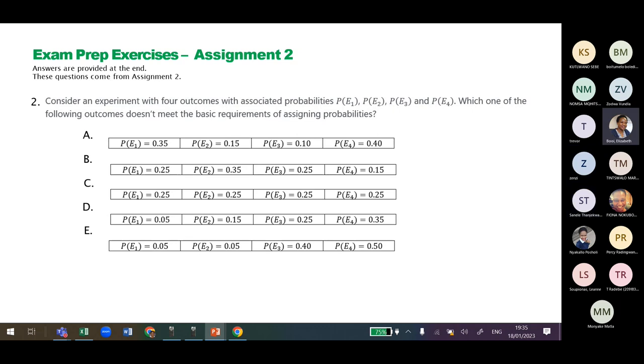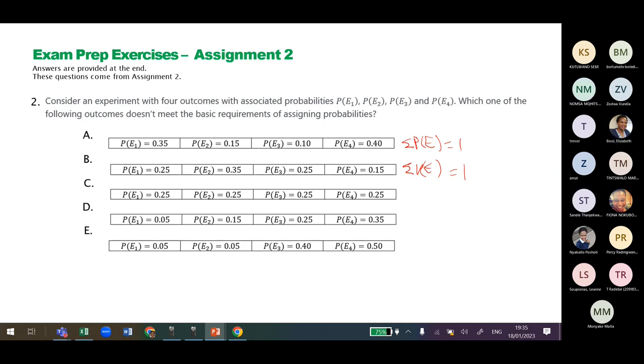Are they all equals to one? So the sum of all these probabilities is equals to one. And the second one? It is equals to one. It's also equals to one. What are they trying to get to on this? Because all of them are equals to one. Oh, because we're looking for the one that does not correspond. Okay, right. My bad.